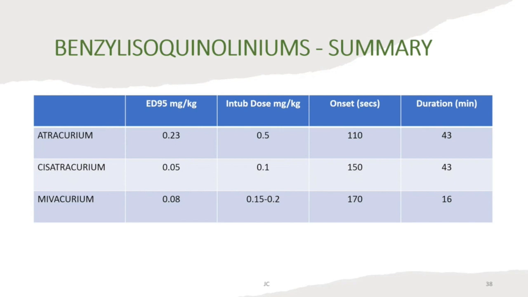So here's just a summary of the BENZYLISOQUINOLINIUMS, and you can see that atracurium is one of the least potent ones, but actually has the faster onset, but not really used for our size because it's a bit too long of an apneic period. And mivacurium, because of its plasma cholinesterase, has a very similar duration to SUXAMETHONIUM.